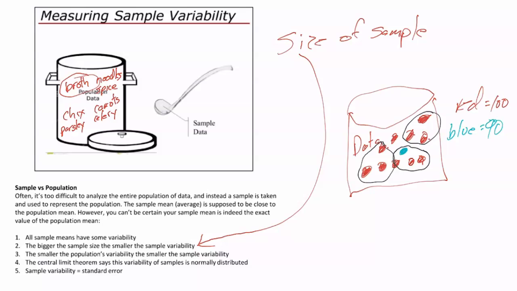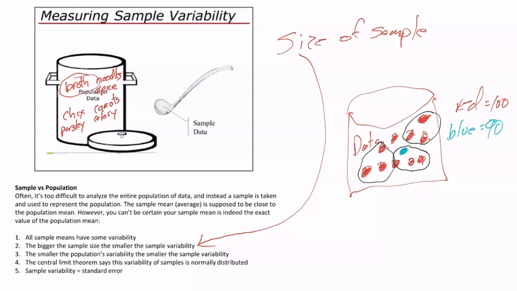If you have very little population variability, then the size of your sample does not need to be as large. But if this bowl of data points was all over the board, we had blue and green and yellow and red and purple and black, and they all represented different data point values, we need a little bit bigger spoon to grab a sample so that that sample reflected what the true population average was.